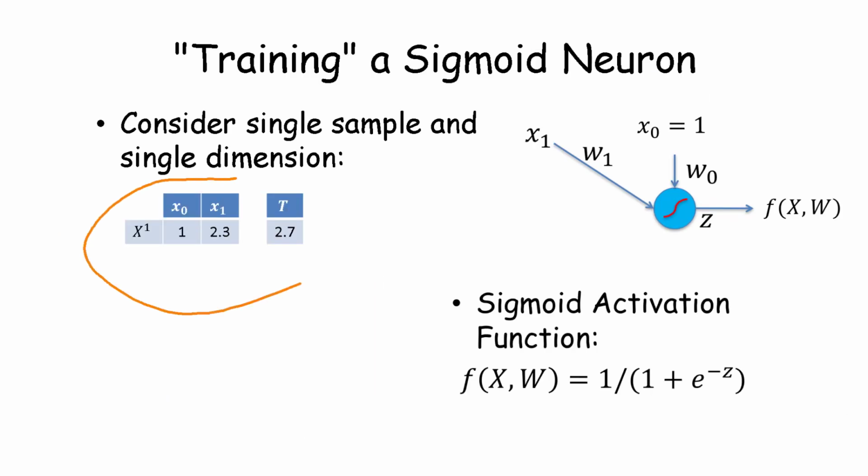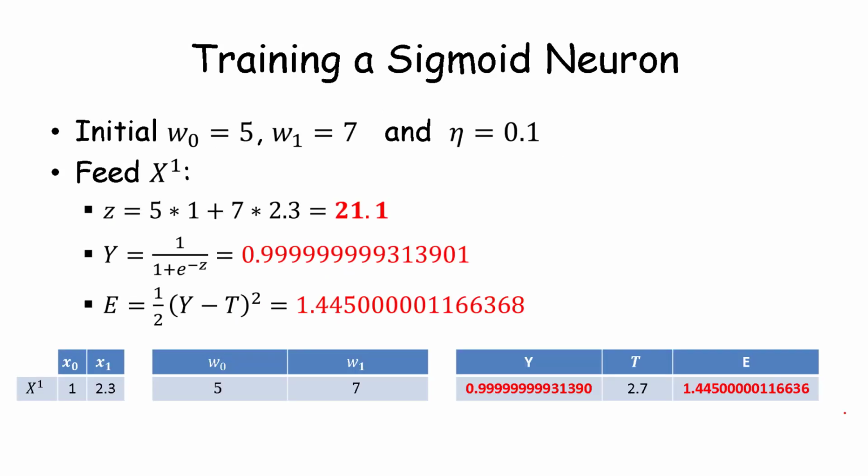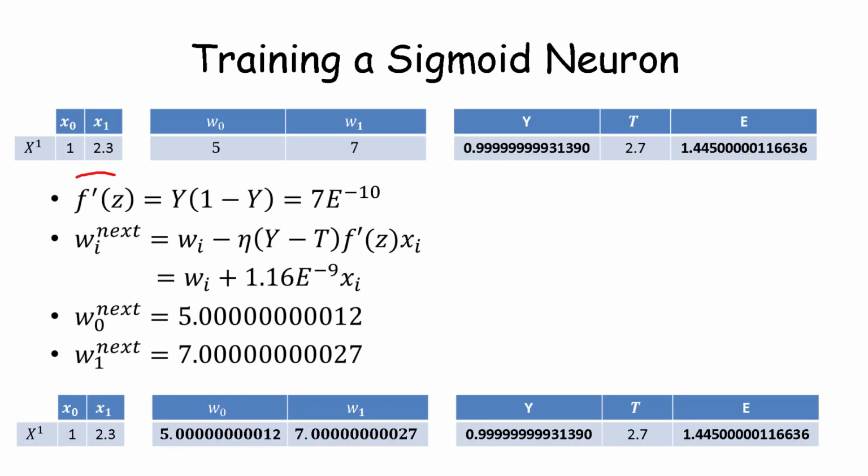Let's go back to our training example and use a sigmoid neuron instead of a linear neuron and see how the weights are updated. When we feed the sample into the neuron, calculate the total input signal, and apply the sigmoid function, we get an output value that is just under 1. The error in our output is around 1.4. The derivative of the sigmoid for that total input signal is in the order of 10 to the negative 10, which is a very small number. As a result, the weight update barely makes any change in the weights.